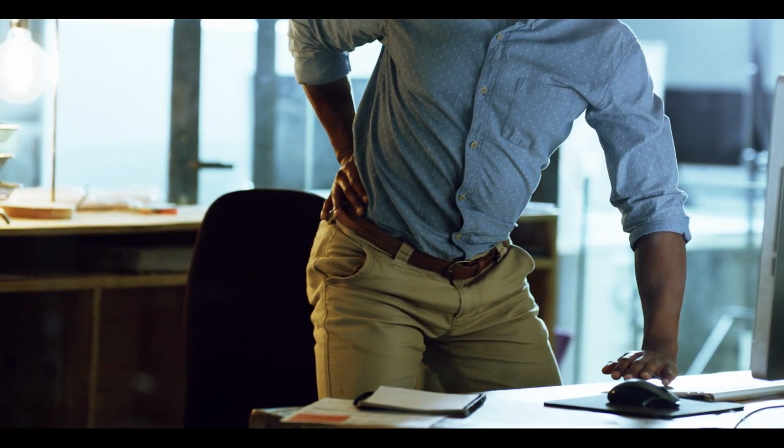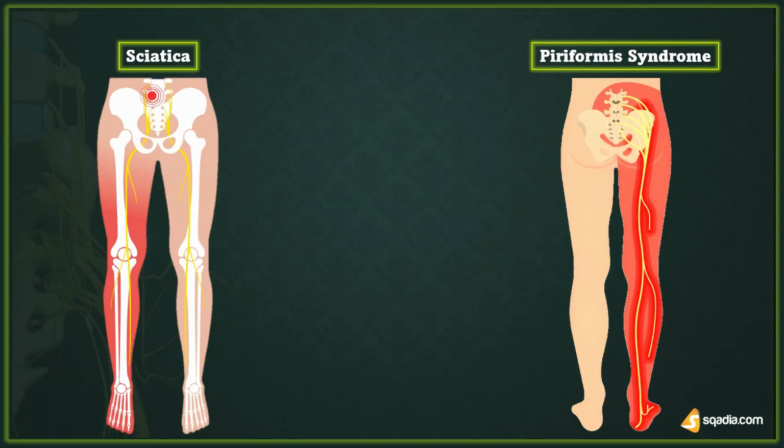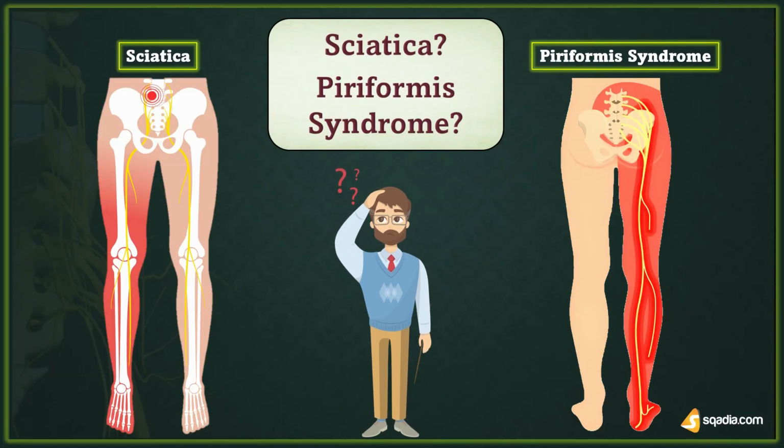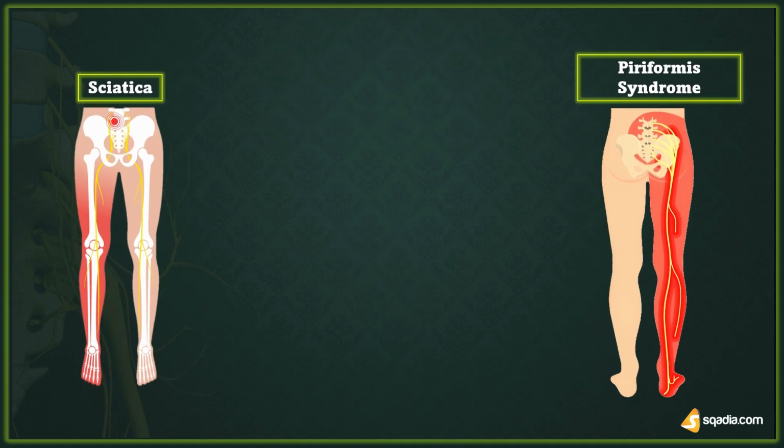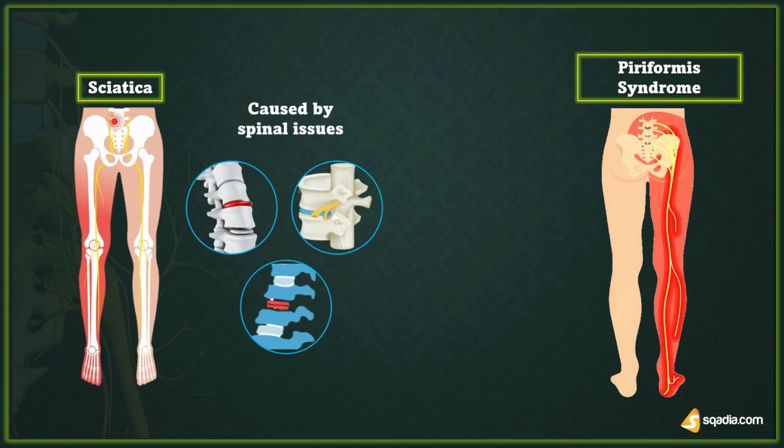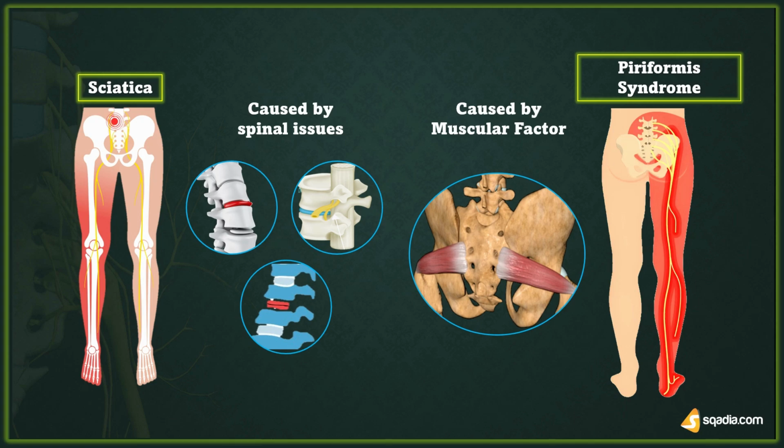You might be wondering how to differentiate between sciatica and piriformis syndrome, given their similar presentations. The short answer to this question is that, as we have discussed, sciatica is primarily caused by spinal issues such as disc herniation or spinal stenosis, whereas piriformis syndrome is related to muscle involvement rather than spinal conditions.